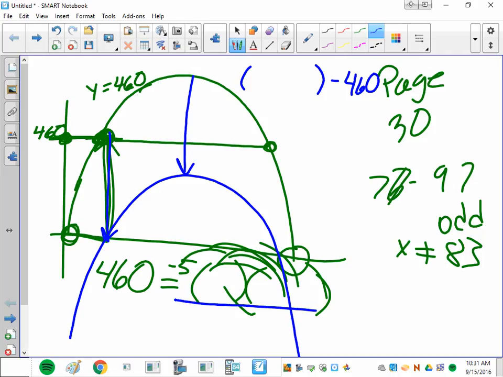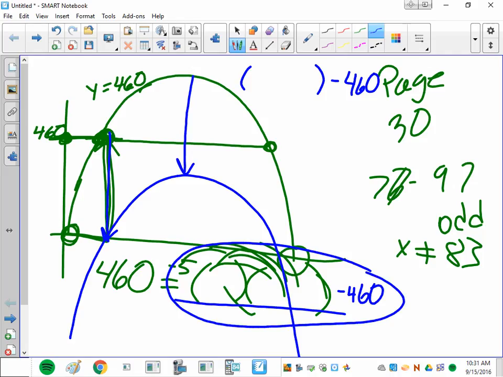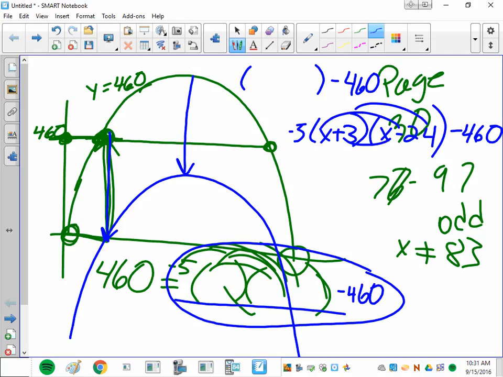But we don't have an equation here. We have a series of factors that we would need to multiply together. So normally all you do is subtract 460 over here and refactor it, but this is not in a very usable form. Right now it's negative 5 times x plus 3 times x minus 24. So if I subtract 460 over here, I would need to distribute this and distribute this, and then distribute in the negative 5, and then bring in the 460, and then refactor it. Not worth my time. Okay?